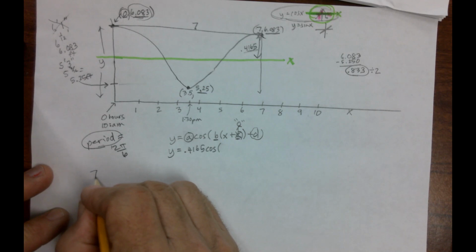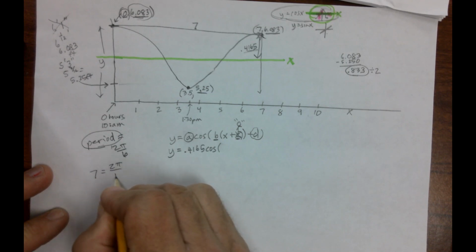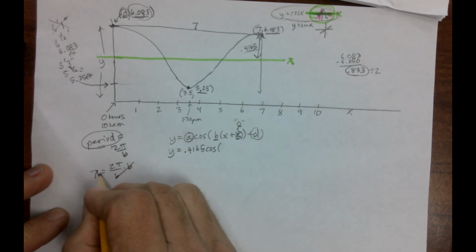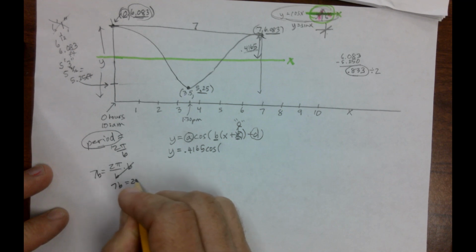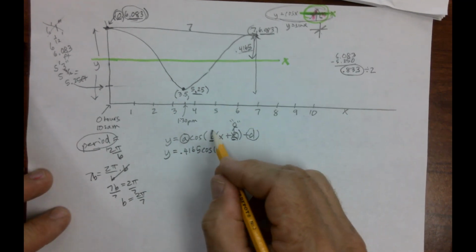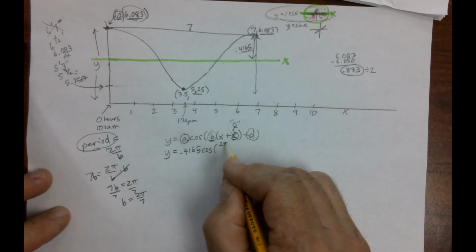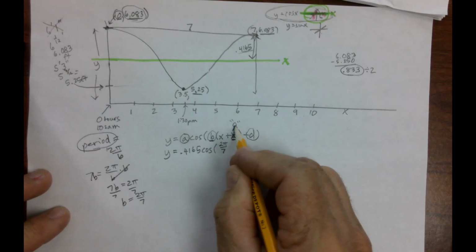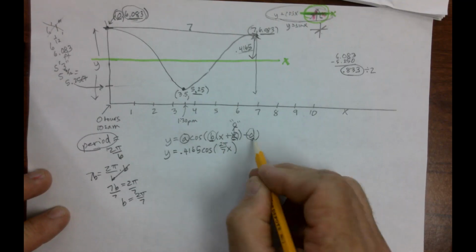So 7 equals 2 pi all over B. I'm going to multiply by B, multiply by B. So I get 7B is 2 pi. Divide by 7, divide by 7. I get B is 2 pi all over 7. So I'm going to put that in right there, 2 pi all over 7. We said C is 0, so it disappears. So there's my x. What's this D?